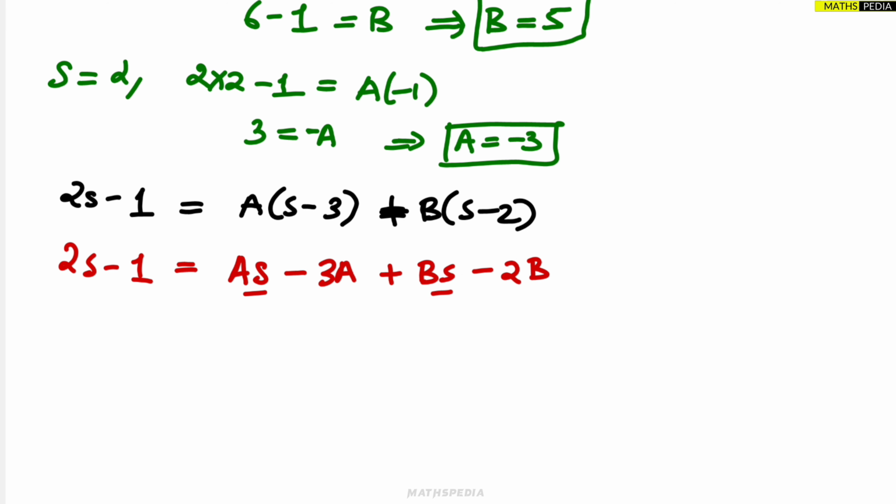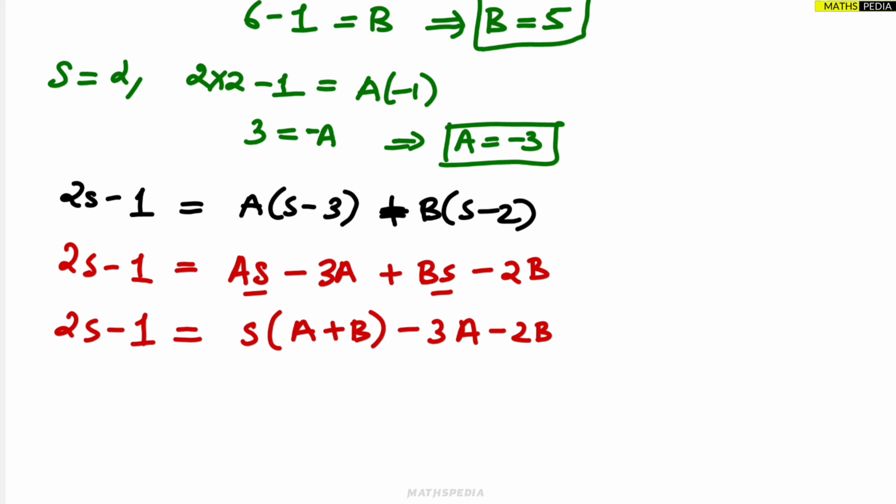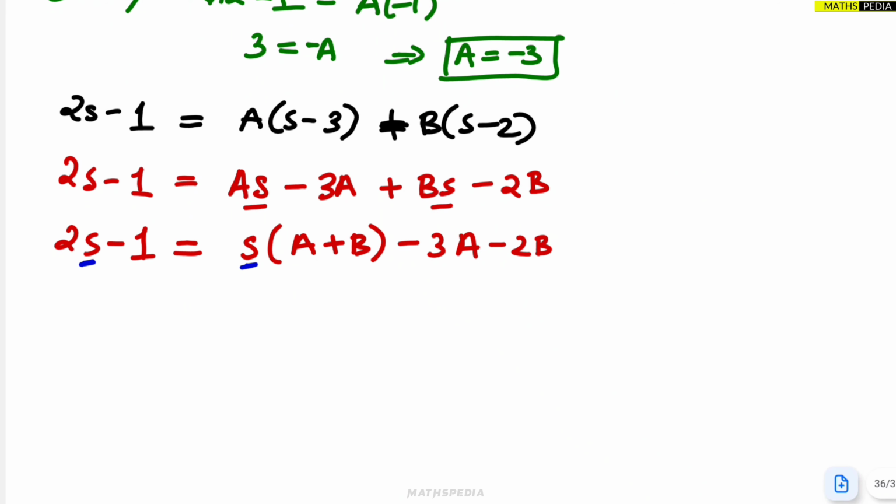Now we are going to compare the coefficients. How to compare? Very important. Now here also s variable is sitting, here also s variable is sitting. Now what is the coefficient we are comparing? We will compare s coefficient. So what will happen? This is the first question, that's why I'm writing each and every step. Okay, so comparing, what will happen? s coefficient 2 is equal to a plus b.